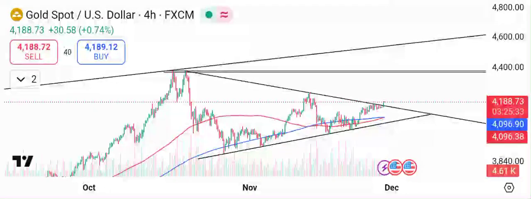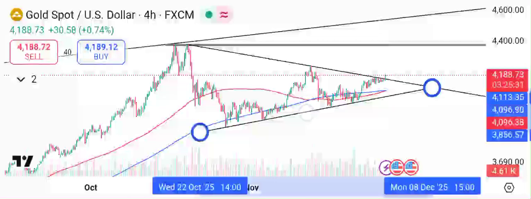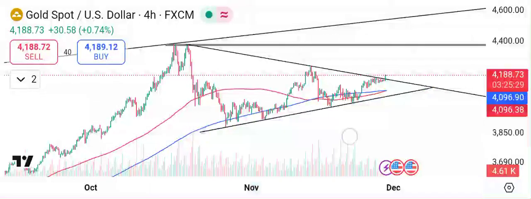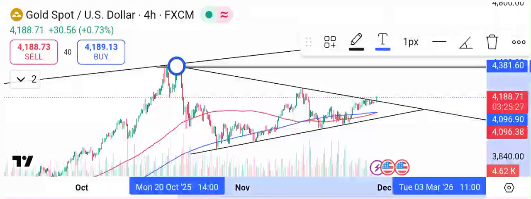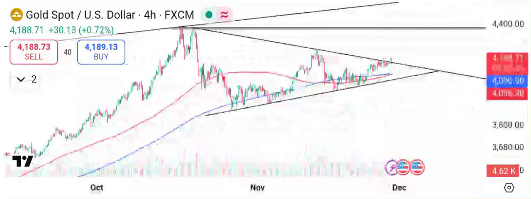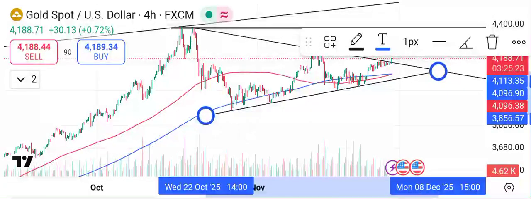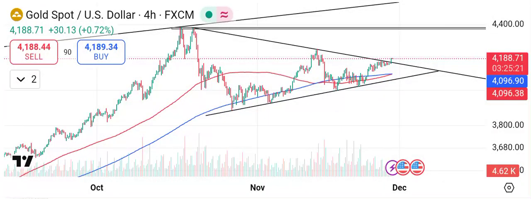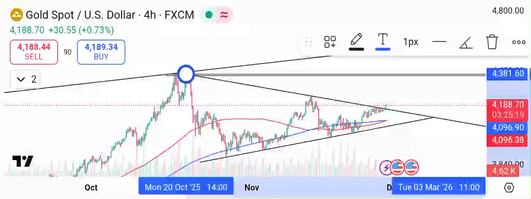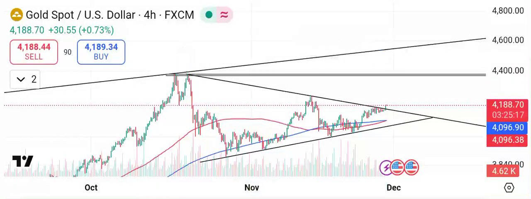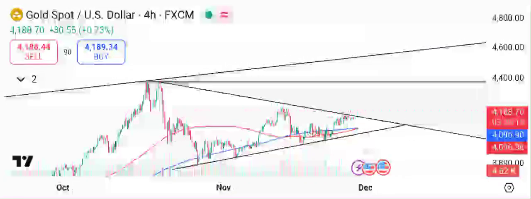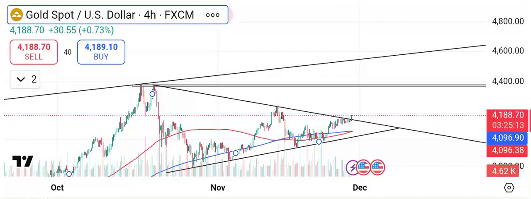This gave us a symmetric triangle. We have a diagonal support here and a diagonal resistance here. For the diagonal support, we have these touches here, here, here, and here. For our diagonal resistance, we had this touch, and we're expecting another touch here.